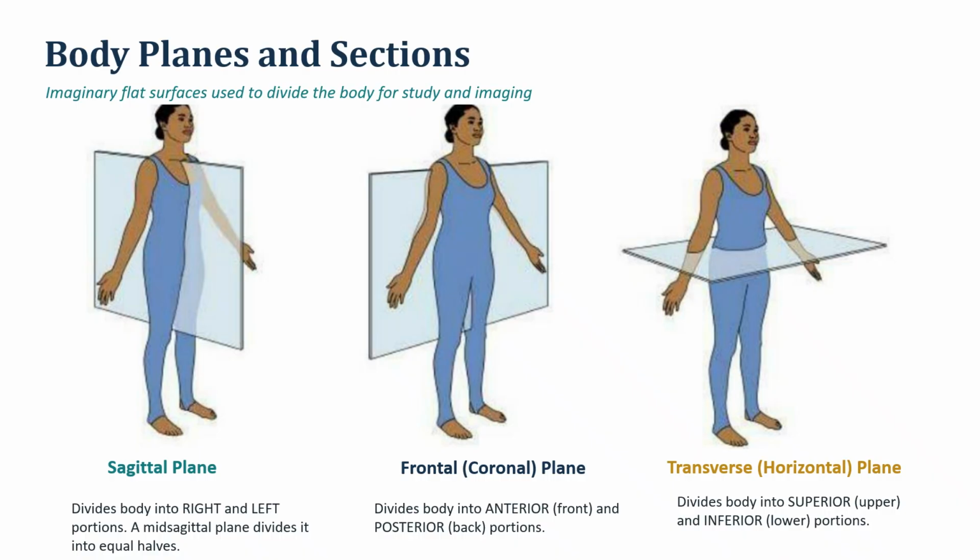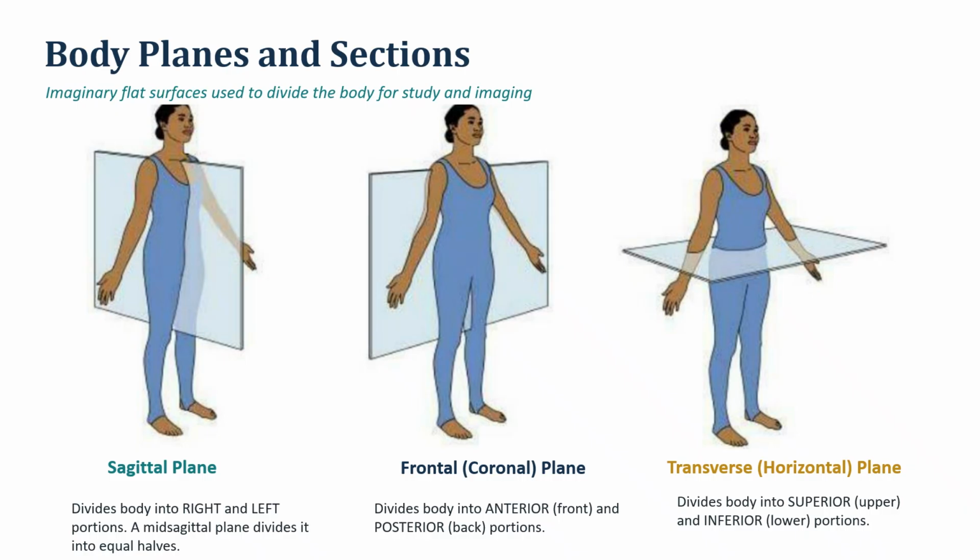Planes are imaginary flat surfaces that pass through the body, and we use them to describe how a structure is divided or how an image was taken. There are three you should know. The sagittal plane runs vertically and divides the body into right and left portions. If it passes exactly through the midline so the two halves are equal, we call it a mid-sagittal or median plane. If it's off-center, producing unequal right and left portions, it's called a parasagittal plane.